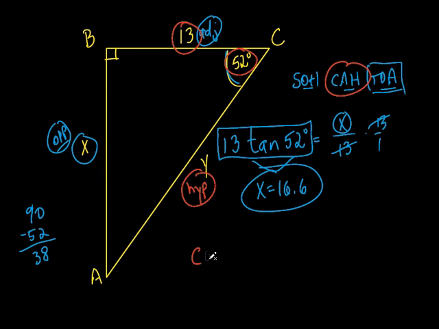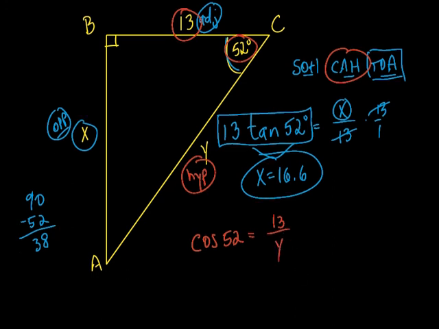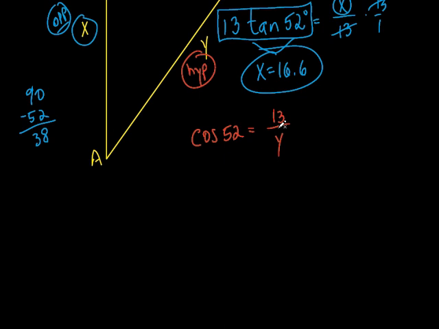So let's do this. The cosine of 52 is equal to adjacent, which is 13, over the hypotenuse, which is y. Again, I have to do this a little bit quick. Watch very carefully. Write this down. You can always watch it again on YouTube because I might not have time to repeat this. Y is on the bottom. I don't want it on the bottom. I want it on the top.